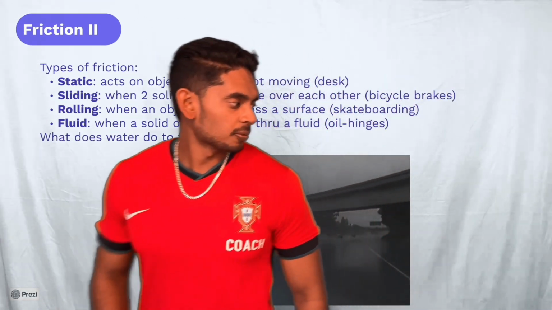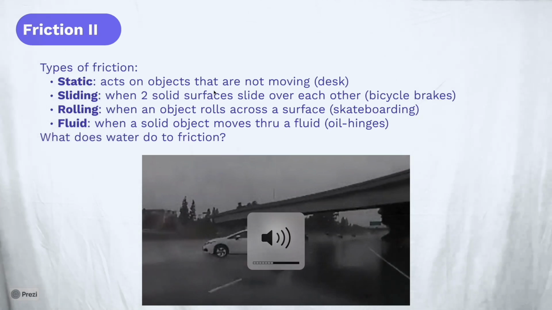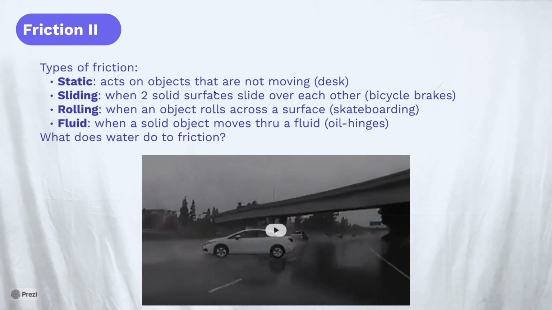Friction part 2: types of friction. As you can see, there's a couple types of friction. We have static, which acts on objects that are not moving.